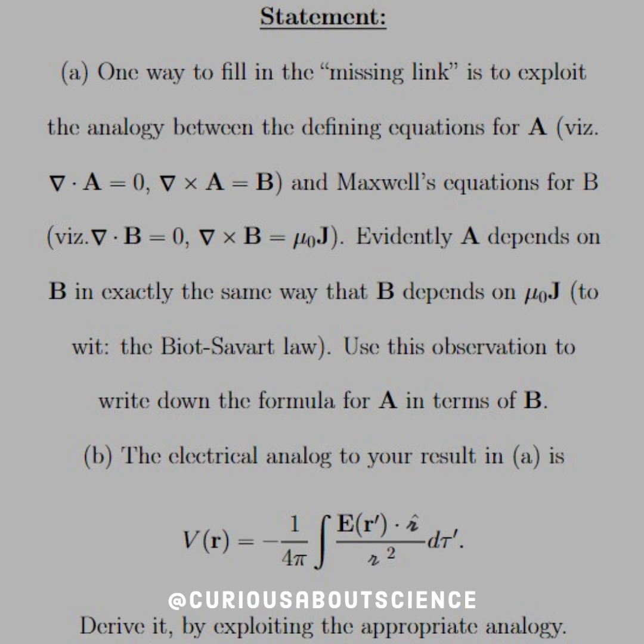Another graph like that was made for the vector potential, the current density, and the magnetic field, but it had a missing link. One of the ways to fill this missing link is to exploit the analogy between the defining equations for A, the divergence of A equals 0 and the curl of A equals B, and Maxwell's equations for B, which show that the divergence of B equals 0 and the curl of B equals mu J. So evidently A depends on B in exactly the same way that B depends on mu naught J.